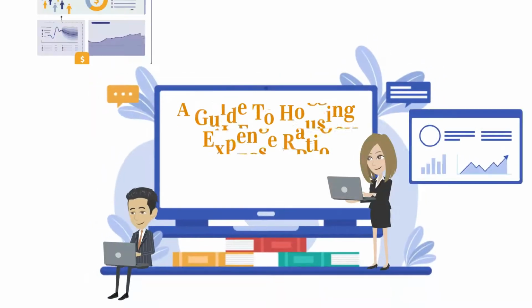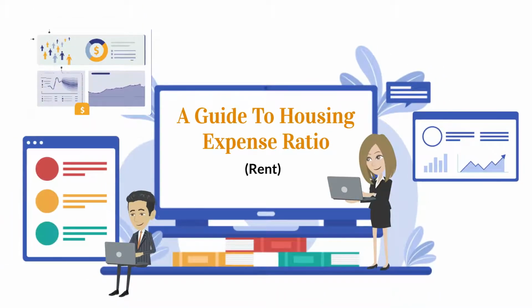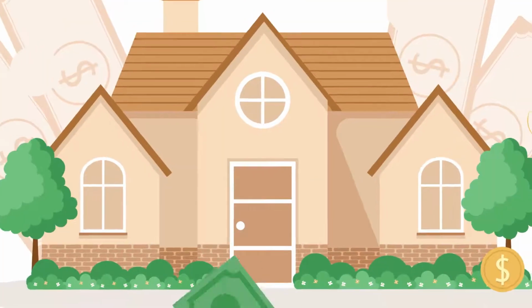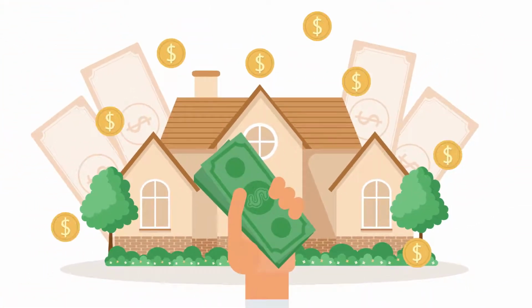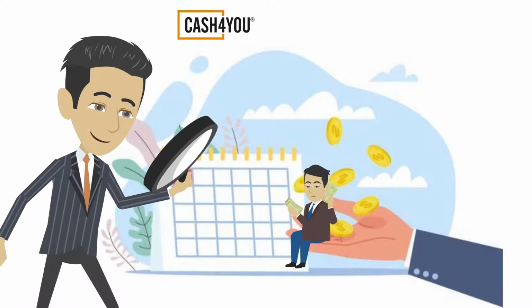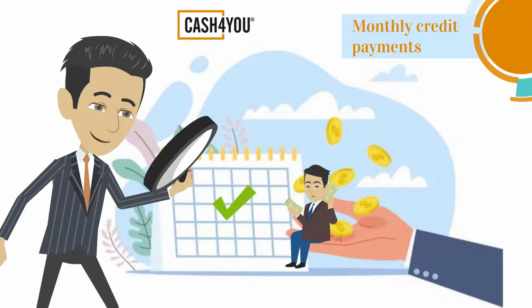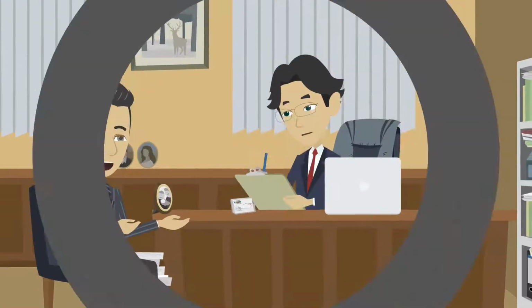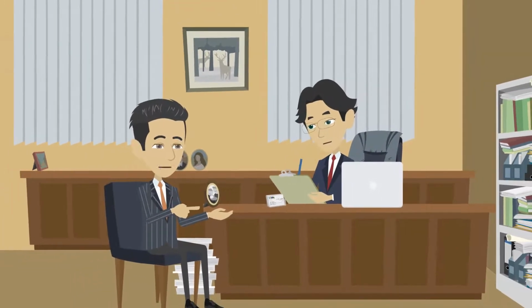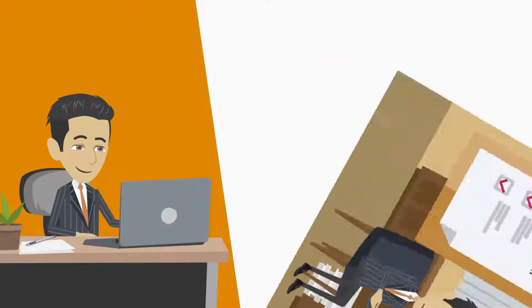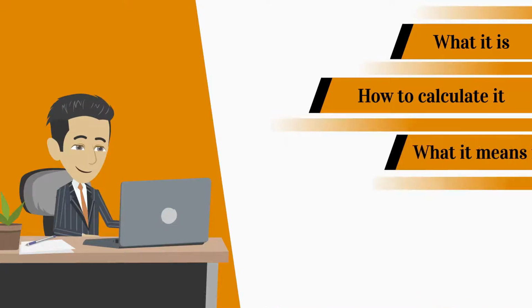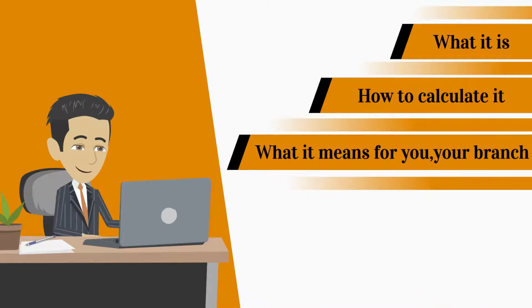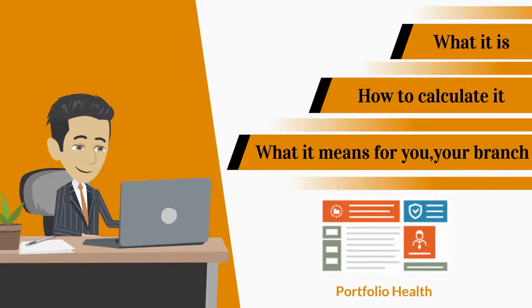A guide to housing expense ratio, rent. Housing expense, rent, is a useful indicator for Cash4u to determine how much your customer can afford in monthly credit payments, if at all. Essentially, we use it while underwriting a customer's loan application. This guide will lay out what it is, how to calculate it, and what it means for you, your branch, and your overall portfolio health.